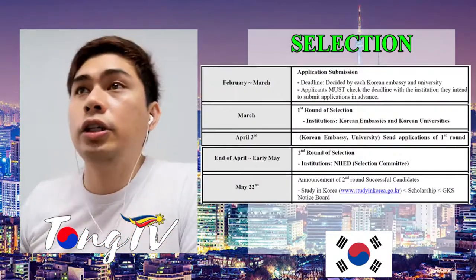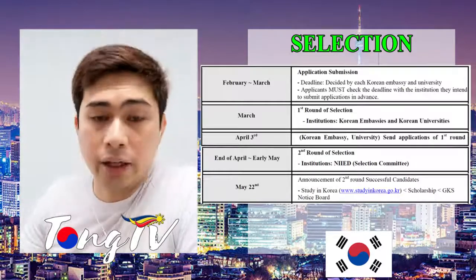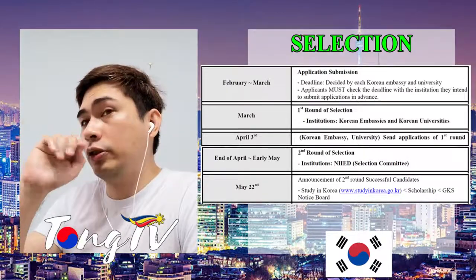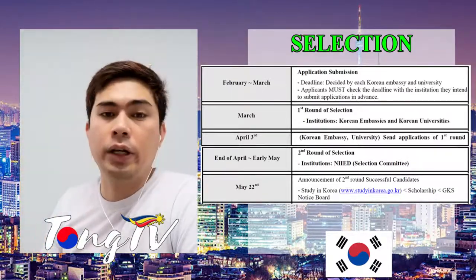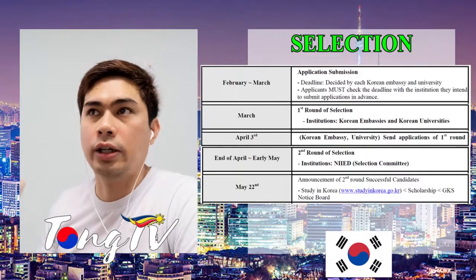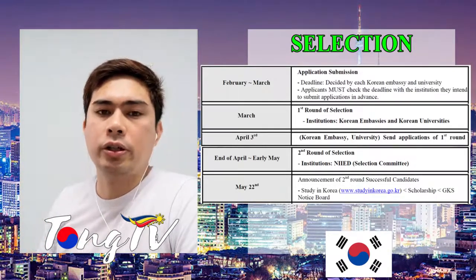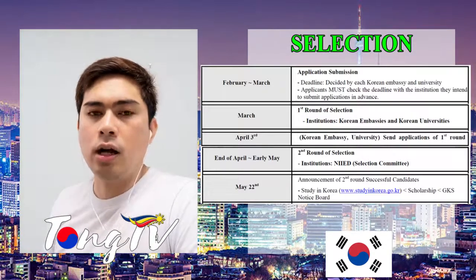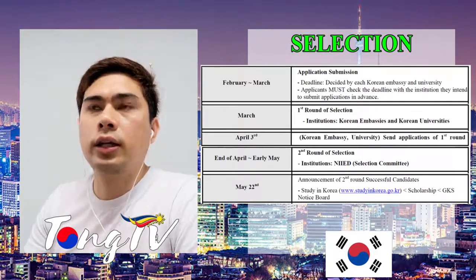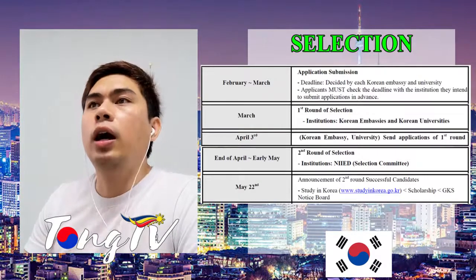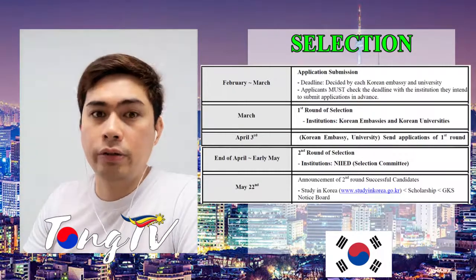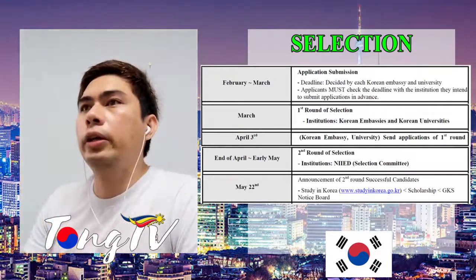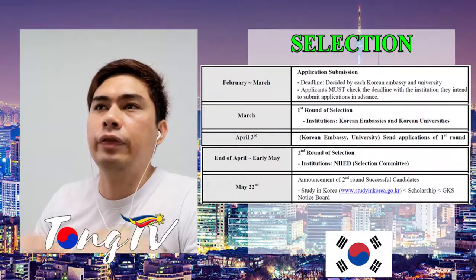Okay, so let's continue. These are the target months of this program. For February and March, this is the application submission. These are the deadlines for your submission, either in the embassy or the university track. For March, that is the first round selection. April 3rd, probably on that week, the Korean Embassy and universities send the applications of the first round.